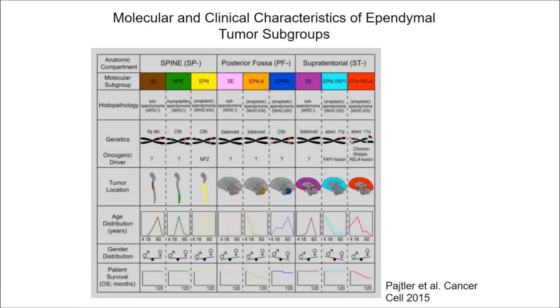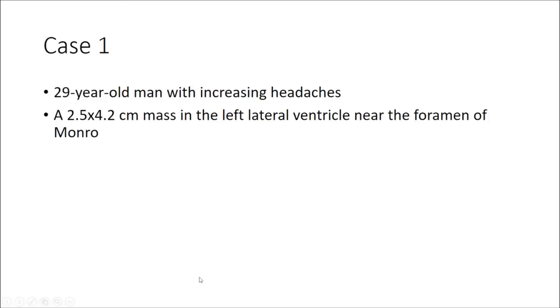This is a summary, also from the same paper, showing you the different associations with genetics, tumor locations, and age distribution. With that, we'll start with the first case. The cases are now all available online, so feel free to access them as we go or later on your own, at your own convenience.